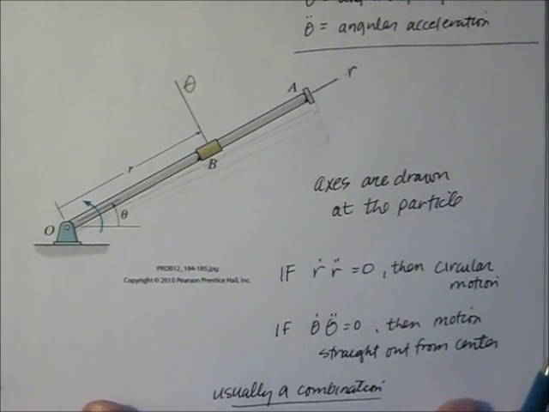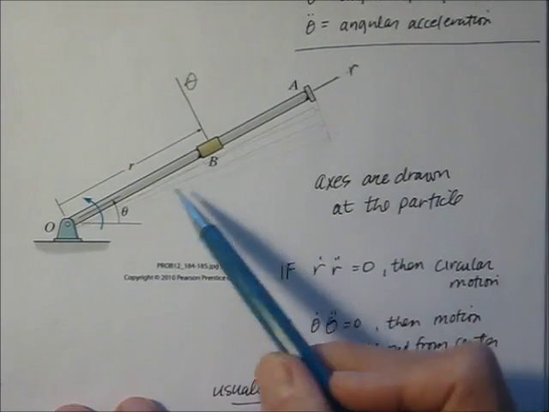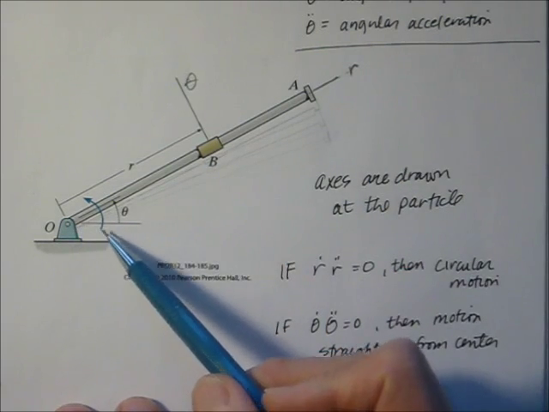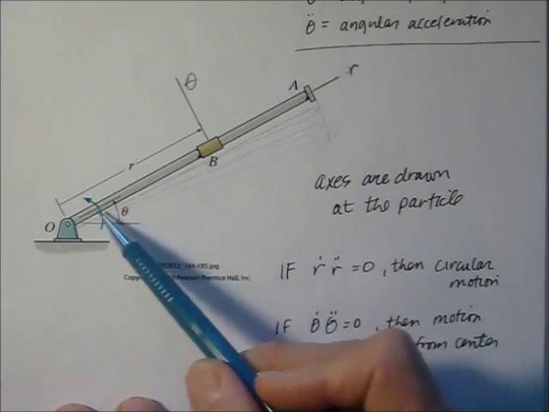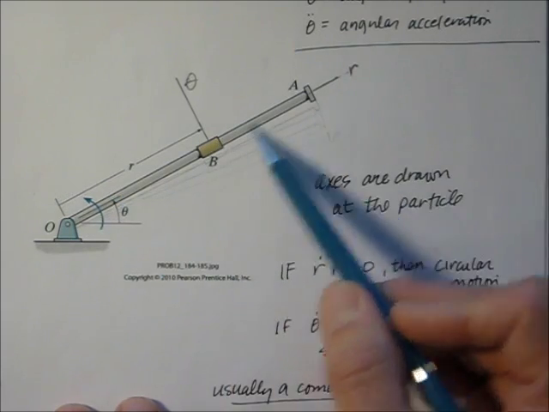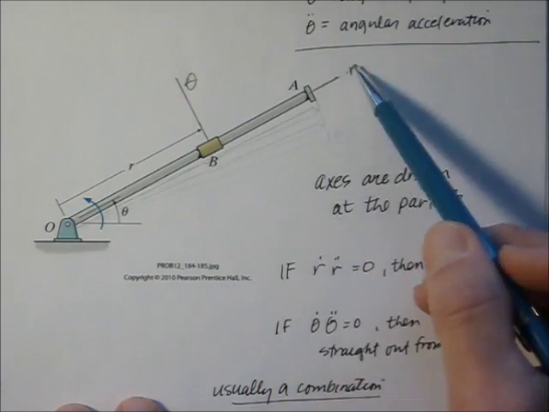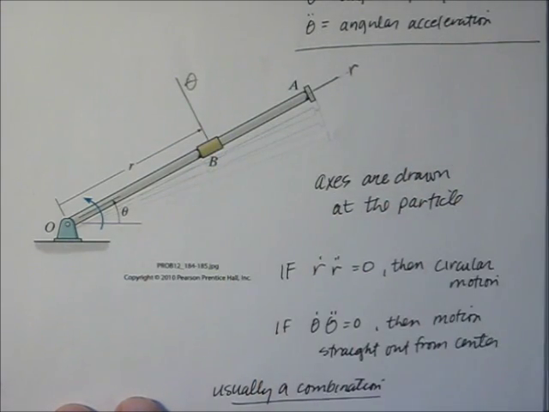Okay. We may also have something that looks like this, where this would be a rod and a slider. The rod may be moving in an angular direction, but the slider, if it slides along this rod, will have both an angular component and a radial, or an r component.